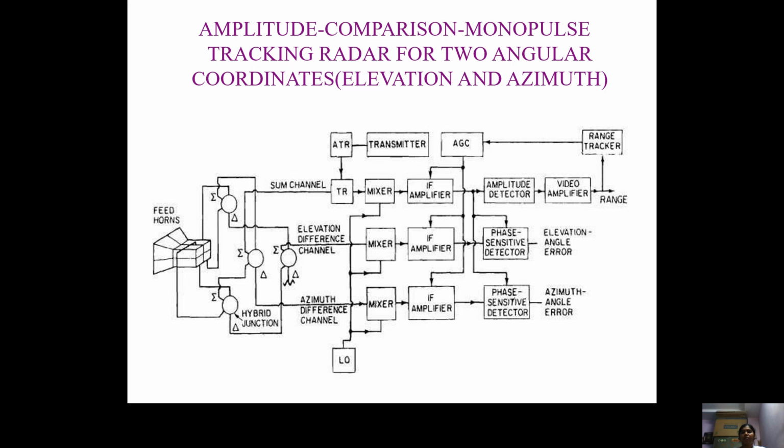This can be done by using automatic gain control. Here the range tracker separately tracks the range of the target, meaning how far it lies, and it eliminates the further amplitude fluctuations. That is why the feedback is necessary, to suppress any kind of unwanted fluctuations in the received echo signal.